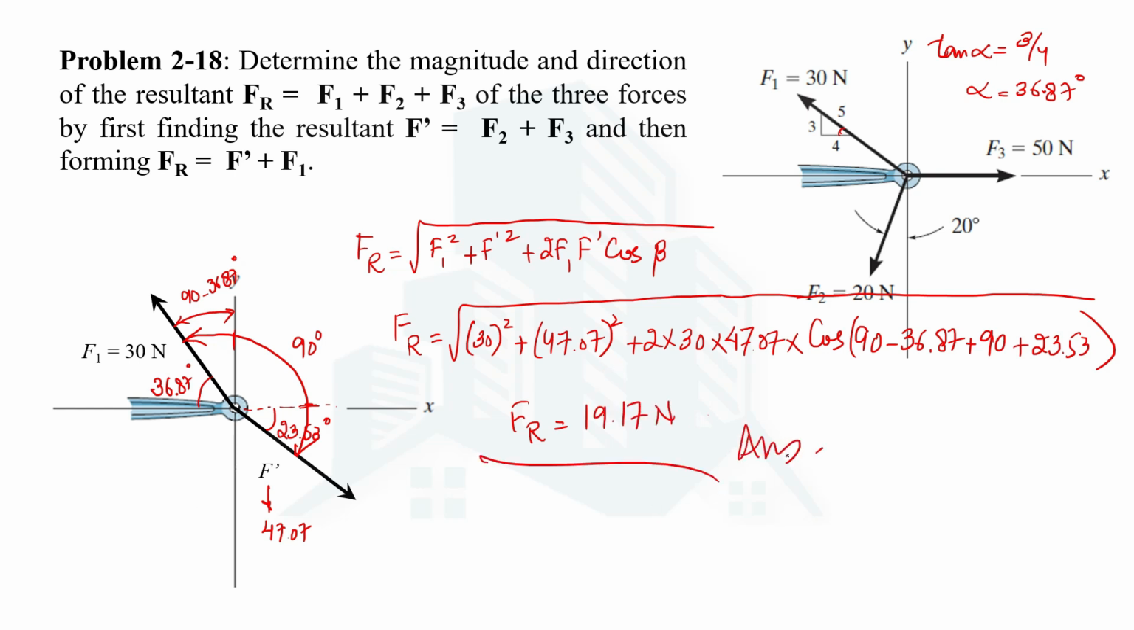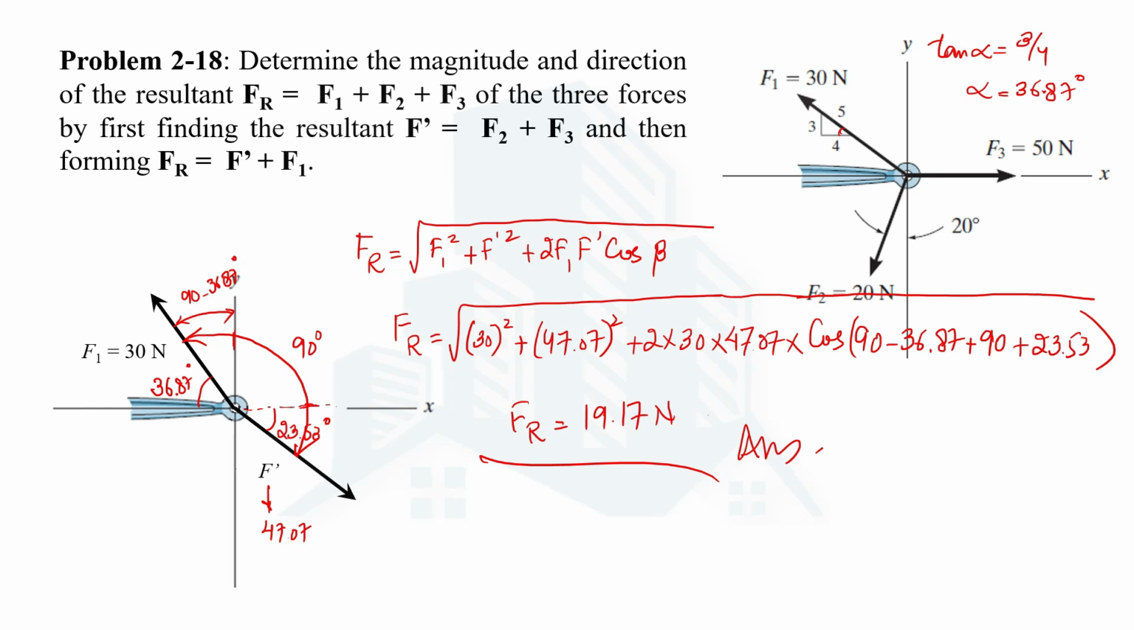This is one of the answers. That's actually the magnitude of the resultant of these three forces. And if you remember in our previous problem, which was problem number 17, we got the same value because there is nothing being changed, but the process has been changed only. Now let's move on for the direction.